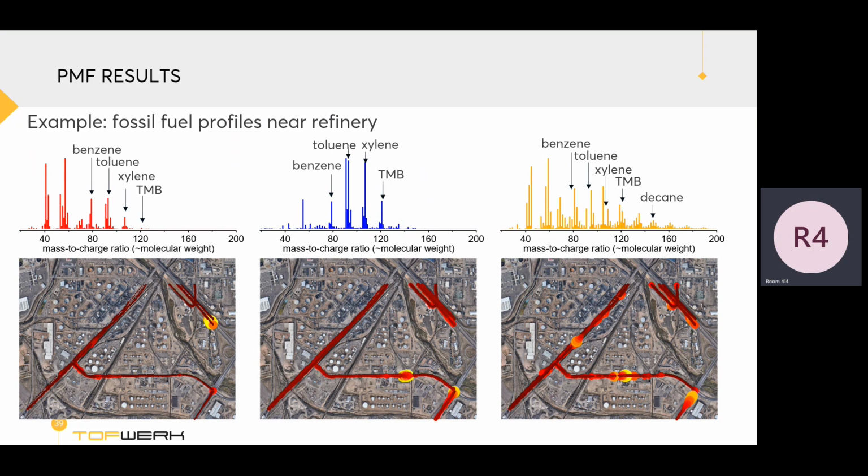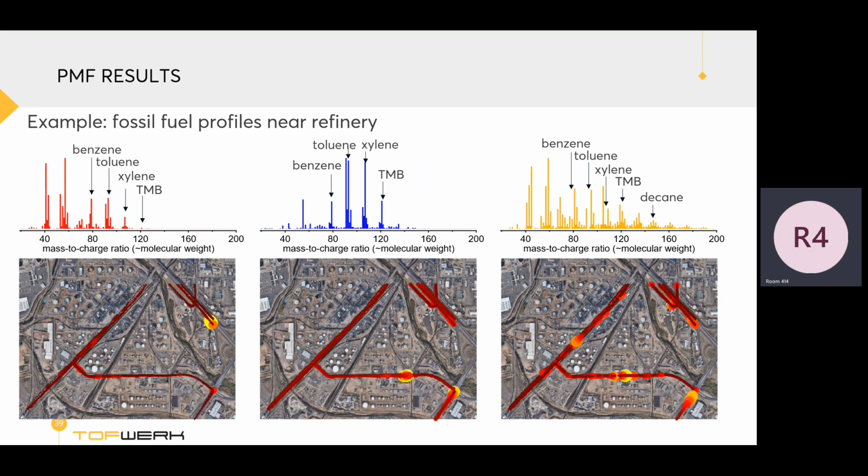And PMF suggests there are three really distinct hydrocarbon mixtures being emitted in this area. On the top, I'm showing the chemical profiles of these mixtures, each with a text label. On the bottom is a map of the refinery showing where the hot spots of each are. The red and blue mixtures have pretty high relative enhancements of aromatics, and they each have distinct hot spots.